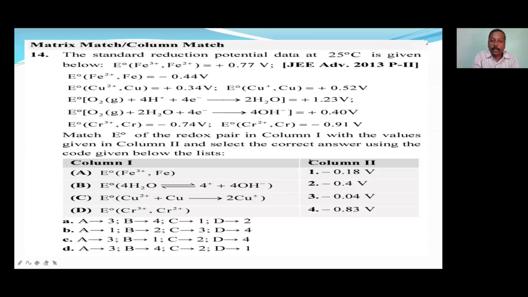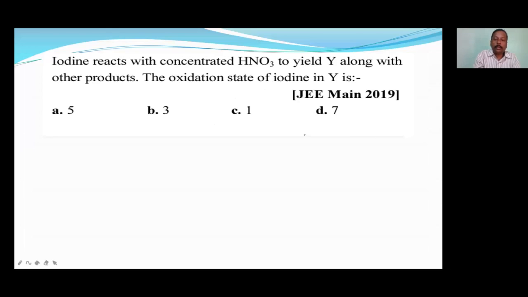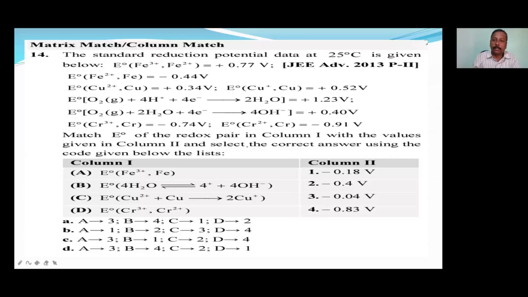Here it is a matrix match. As I promised you, I will give you advanced level questions also. So the next question is from the advanced matrix match, but converted into a simple question. Here first you should check the options. Standard reduction potentials are given, and match the following. First of all, you have to find out E naught of Fe3+ and Fe, that means oxidation and reduction. In the same way, H2O gives 4H+ plus 4 electrons plus 4 OH-.